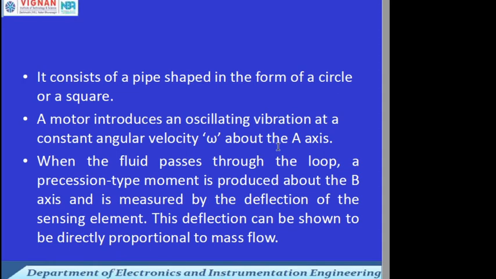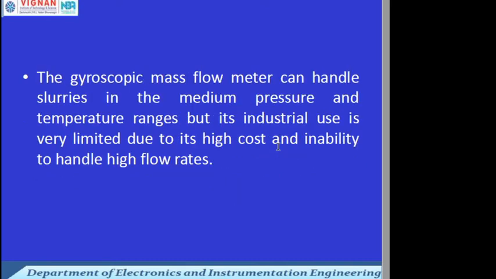So this type of gyroscope consists of a pipe shaped in a circular form, and the motor introduces an oscillating vibration at a constant angular velocity omega about the a-axis. When the fluid passes through the loop, a precession type of movement is produced about the b-axis, and it is to be measured by the deflection of the sensing element. This deflection can be shown to be directly proportional to the mass flow.